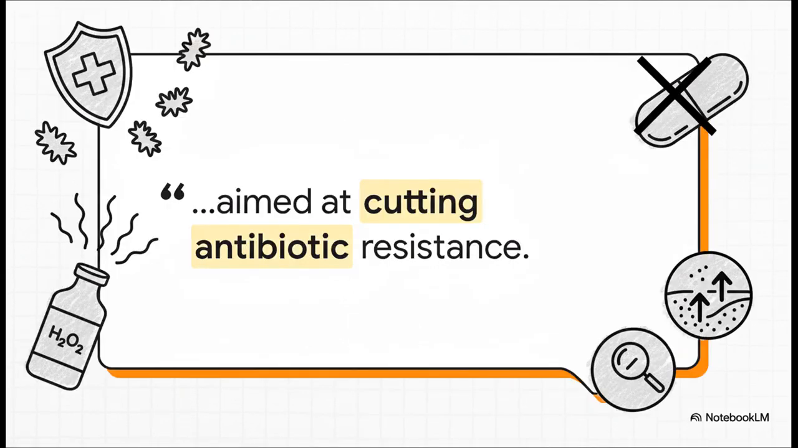Why this change? Well, it's a direct shot at the growing threat of antimicrobial resistance. The evidence shows that for your standard non-bullous impetigo, hydrogen peroxide works just as well as a topical antibiotic, but without fueling resistance. This is what antibiotic stewardship looks like in practice.